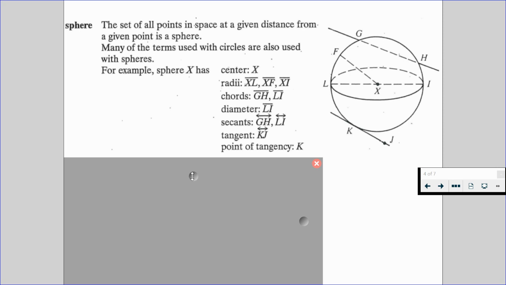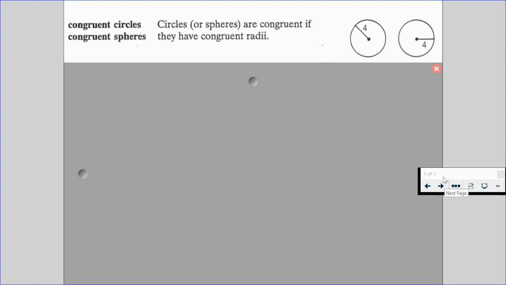Notice the differentiations here. The radii, the chord, and the diameter have endpoints on the sphere, so they're going to be segments. Your secants and your tangents are going to be lines going through our sphere. So now we have to write line KJ, line GH, and line LI. And the point of tangency is going to be 1 point. We also have congruent circles and congruent spheres. Circles or spheres are congruent if they have congruent radii.